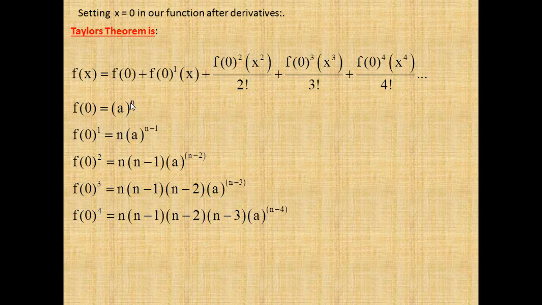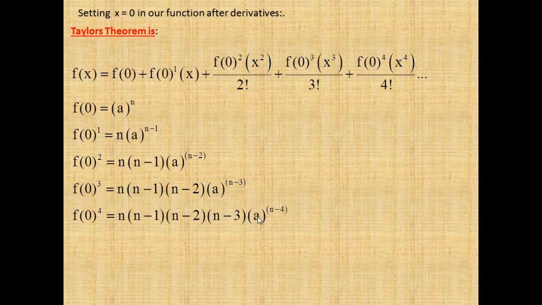So in our previous equation, we said x equals 0, and we get a raised to the power of n. In our first derivative, we said x equals 0. We get n times a plus x, but x is 0, so a raised to the power of n minus 1. In our second derivative, we get n times n minus 1 times a plus x raised to the power of n minus 2, but since x equals 0, that's a raised to the power of n minus 2. And so on with our third derivative and fourth derivative.